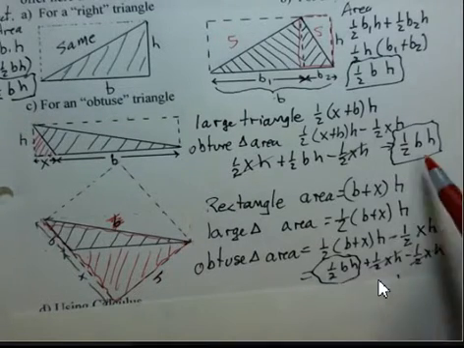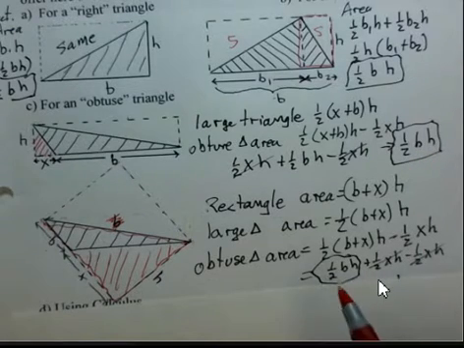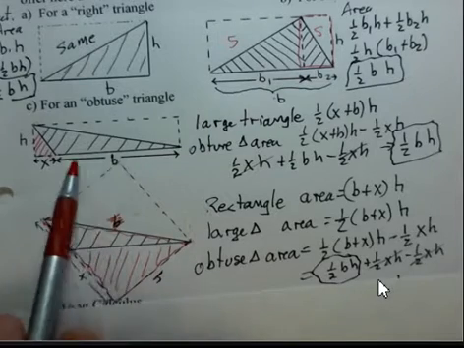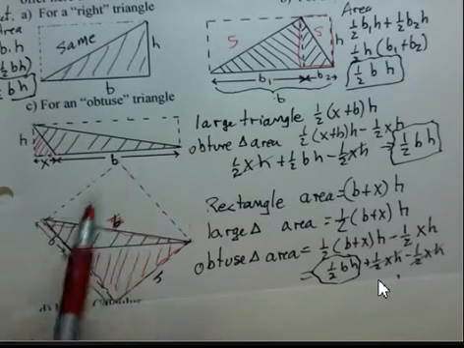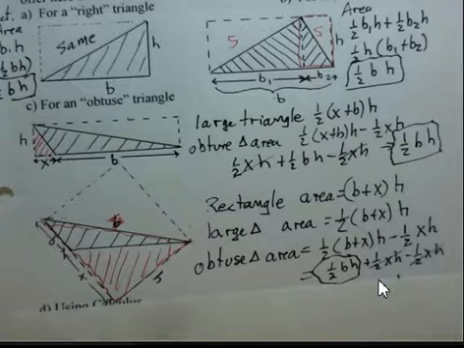Now, b and h are different. The exact symbols are different numbers in these two examples. Base b here is a longer distance than base b here. But the numbers work out and we get our same result.